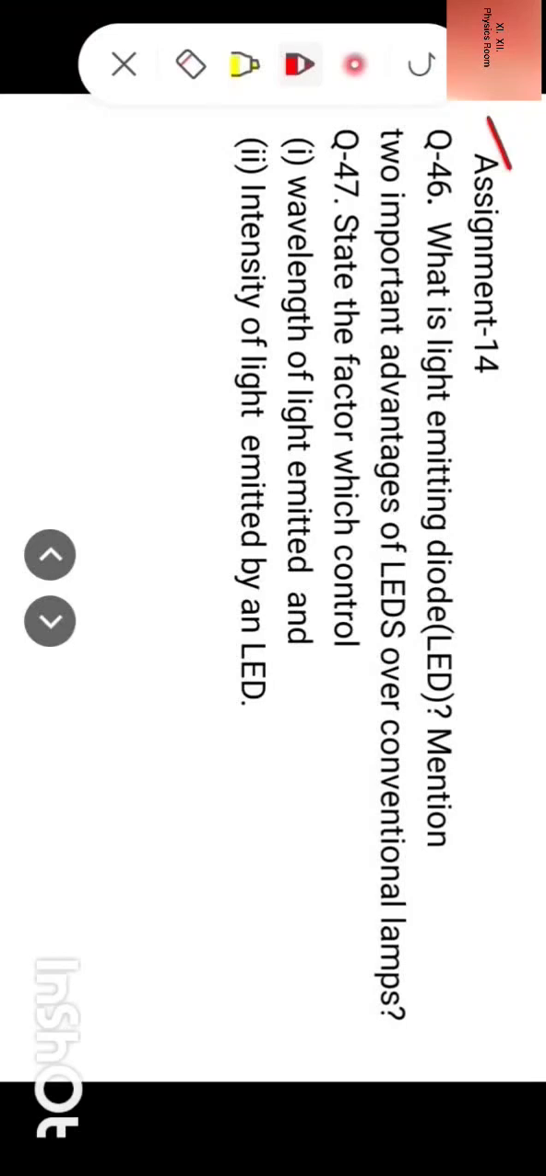Assignment 14 continued. Question number 46. What is a light emitting diode, LED? Mention two important advantages of LEDs over conventional lamps. Question number 47. State the factors which control 1, the wavelength of light emitted, and 2, the intensity of light emitted by an LED.